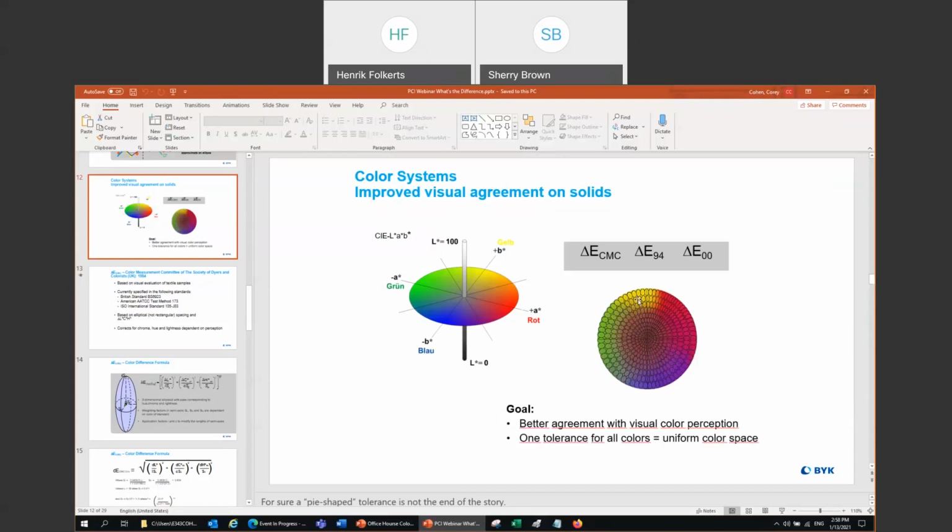So if you use CIELAB, you have to actually go to each individual color and adjust your tolerancing. So it's going to be different for every color.